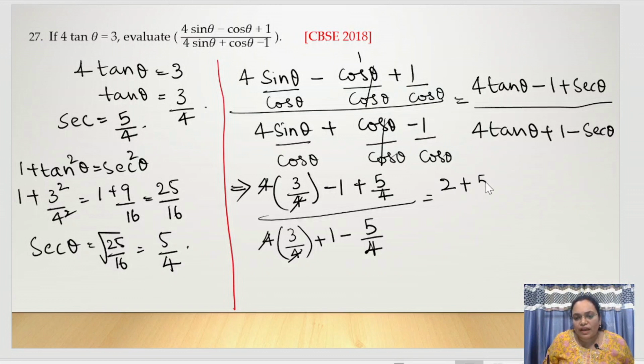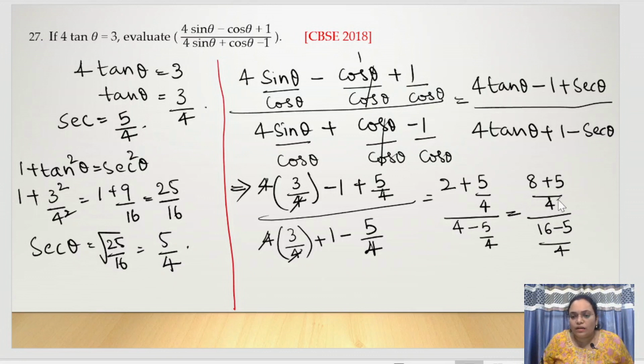2 plus 5 by 4, divided by 3 plus 1 is 4, 4 minus 5 by 4. If you take the LCM here, you will get 8 plus 5 by 4, and in the denominator you will get 16 minus 5 by 4. Here 4 and 4 will get cancelled. So the answer will be 8 plus 5 is 13 by 16 minus 5 is 11. 13 by 11 is the answer. Okay.